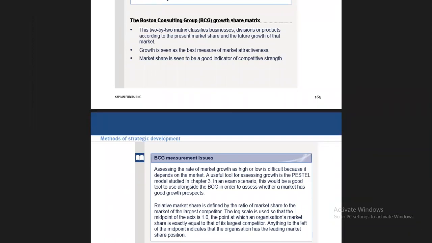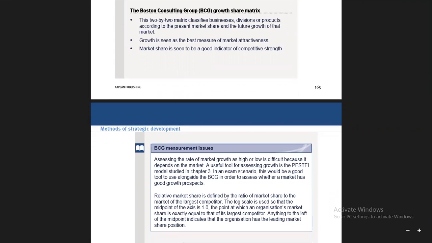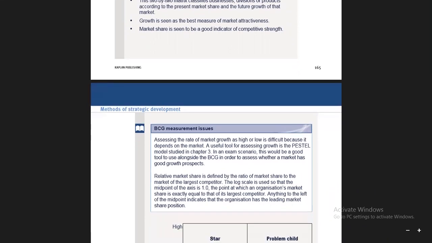This 2 by 2 matrix classifies businesses, divisions, or products according to the present market share and the future growth of that market. On two bases, we are going to analyze: current market share and future growth. Growth is seen as the best measure of market attractiveness. Market share is seen to be a good indicator of competitive strength. With market share, we will know where we stand and what our competitive strength is, and with growth, we will know how attractive the market is. So basically, there are two parameters on which we are going to assess the organization: growth and market share.